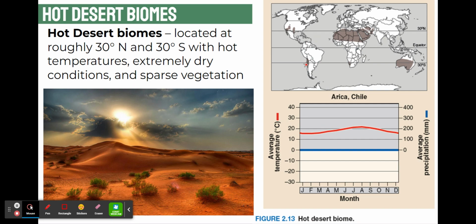Now we have the hot desert biomes. They're located roughly between 30 degrees north and 30 degrees south. It's very hot during the day, but very cold at night. It's primarily made up of sand, and it's very dry here. It rarely rains.